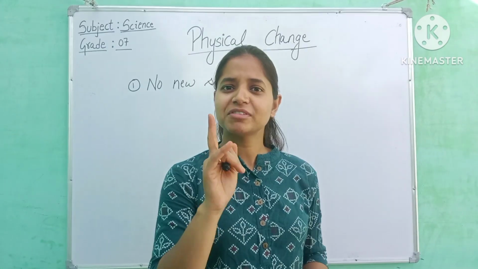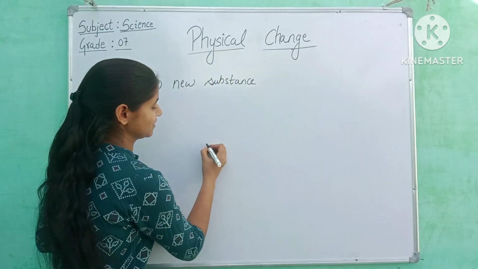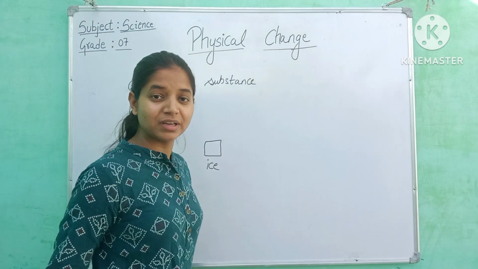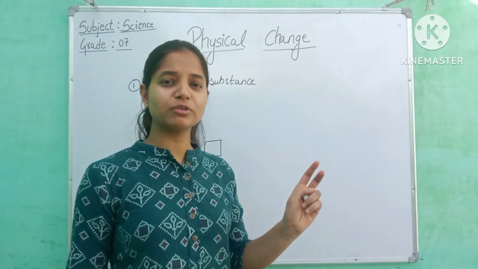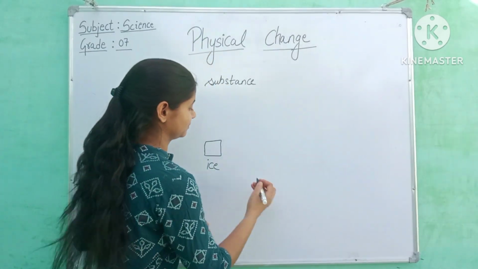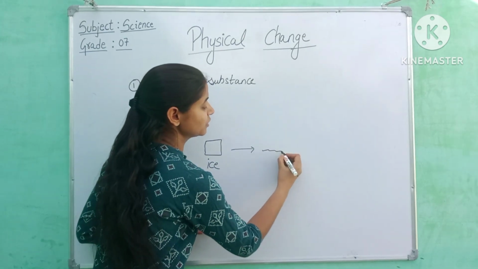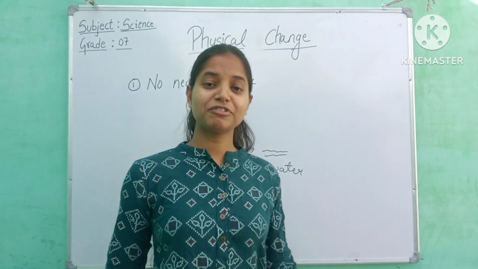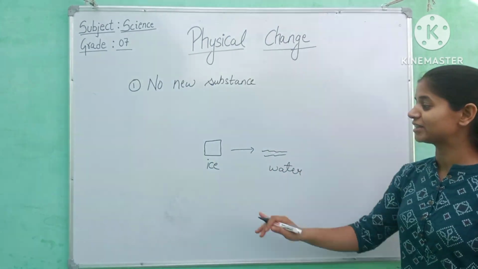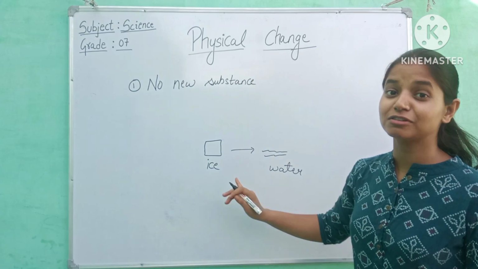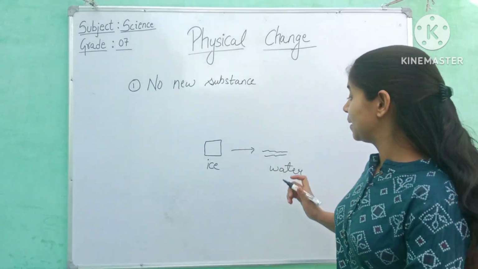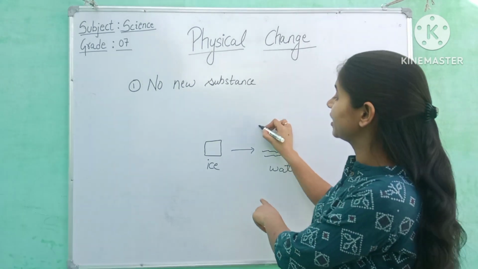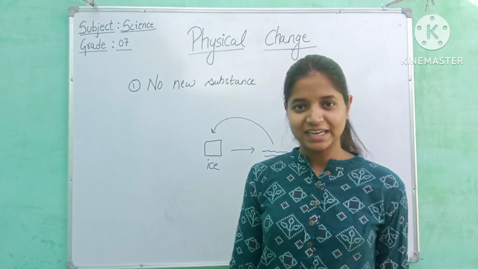Another example, have you seen ice? You must have seen ice. See, suppose this is an ice cube. Ice cube. If you will keep this ice cube into room temperature, what will happen? It will convert into water, right? If you put the ice into the room temperature, the ice will convert into water. This is physical change. But again, if we'll keep this water into refrigerator, what will happen? It will again convert into ice, right?